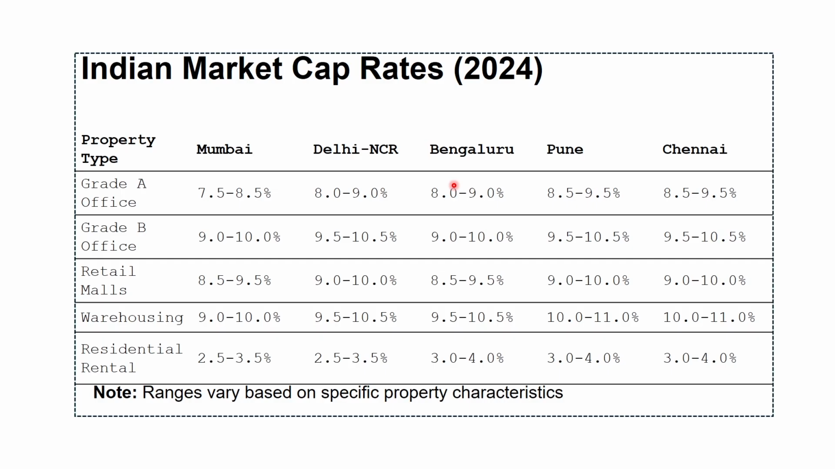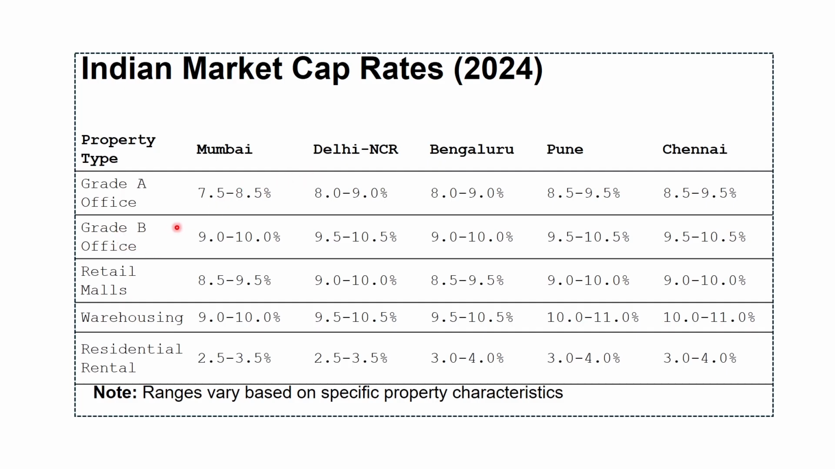Then coming to Indian cap rates. So, we have different possibilities. For grade A office, for Mumbai, we can see it is 7.5 to 8.5%. Delhi NCR, it can be 8 to 9%. Chennai, it can be 8.5 to 9.5%. So you can see that Mumbai has relatively lower values in comparison to others, as less risk is perceived.